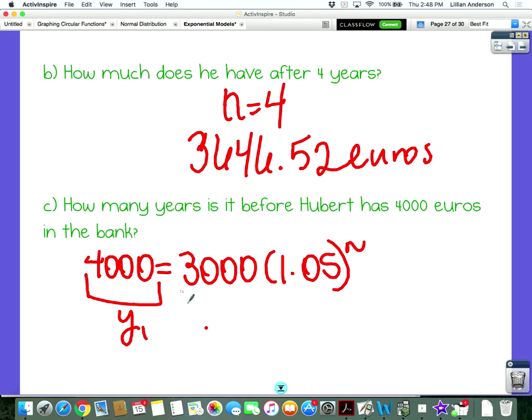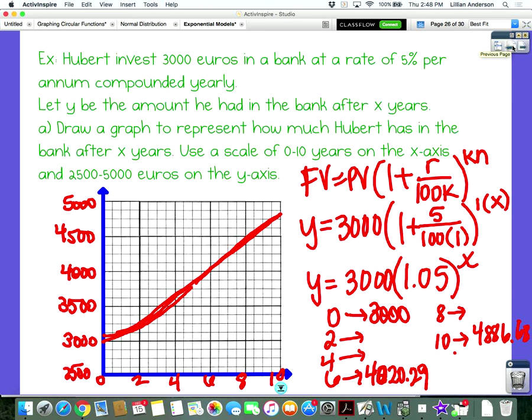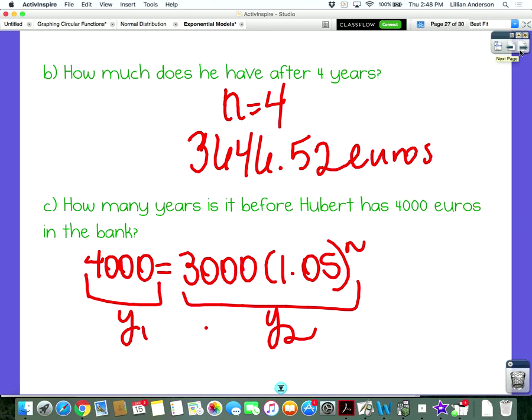Y1 and Y2, and then see where they intersect. You could also, you guys remember, did you kind of do a table to see what the values were? So at 6 years, you were already over 4,000. At 4 years, we just answered that, we were under. So what about at 5 years? We're still under. So then we already know, just by using our table, that it was 6 years.